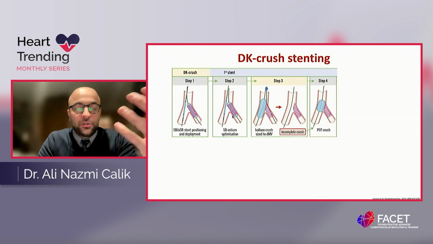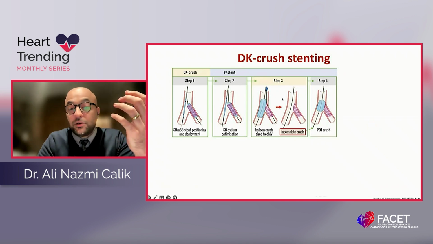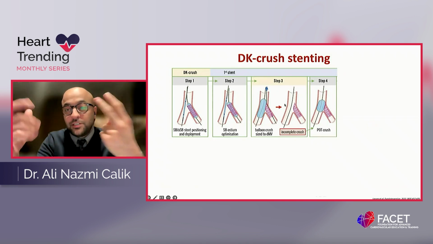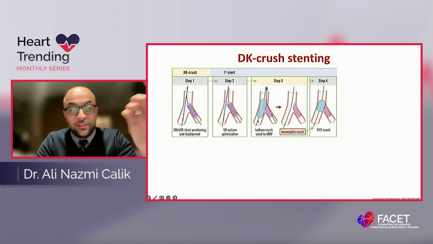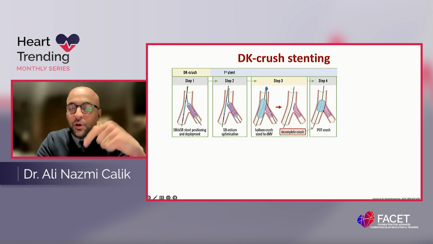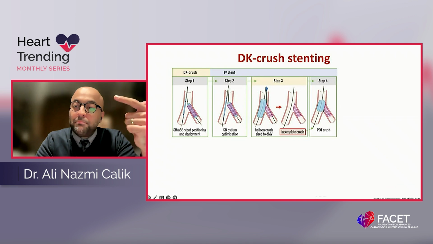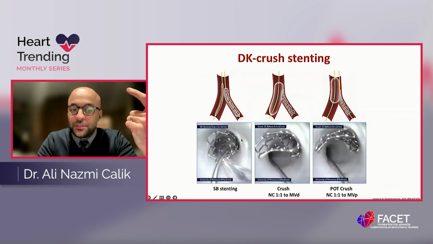For the last 2 years, it is recommended to perform the crush in 2 steps. The first is a classical crush, as you can see, with a balloon sized according to the main vessel distal. This is what we always did. But now we have to add the POT crush, which is done with a balloon sized according to the main vessel proximal. Why is this important?